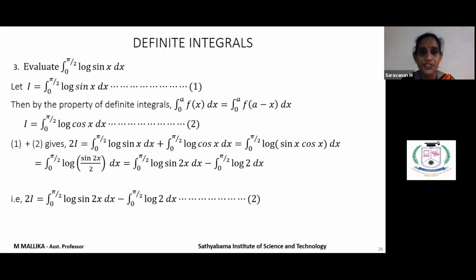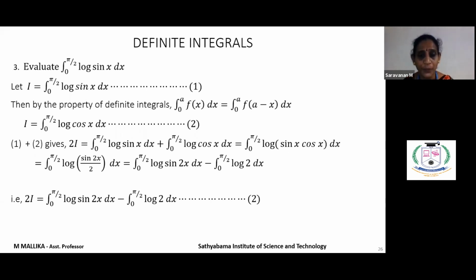These are all part A questions. And this is one of the most important questions in part B, a very standard question, which is integral 0 to pi by 2 log sin x dx. As we have done in the previous problems, when we use the property, integral log sin x becomes integral log cos x. So I cannot do anything with this integral as such. Same way, add the two integrals, we will be getting 2I equals log of sin x into cos x, which can be written as log sin 2x by 2, which can be written as log sin 2x minus log 2.